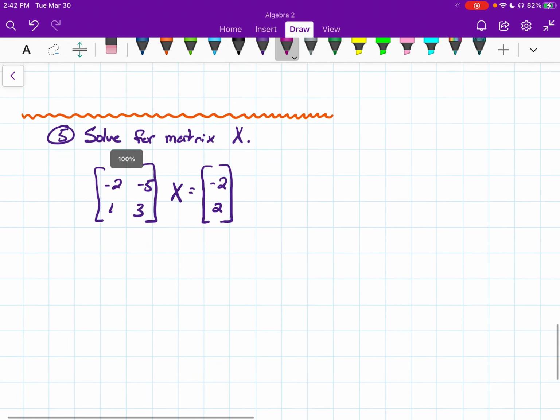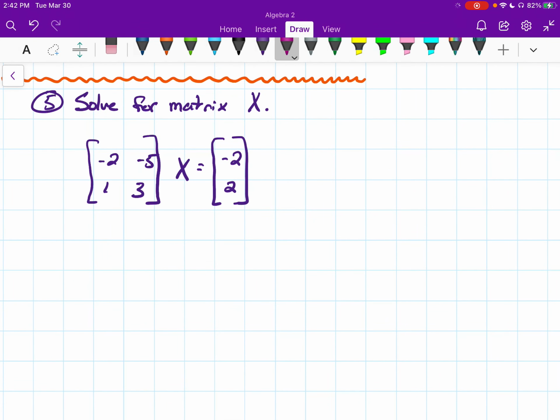Now number 5. Now we're putting it all together. This makes it a little bit harder, and this is kind of what we're all working towards.